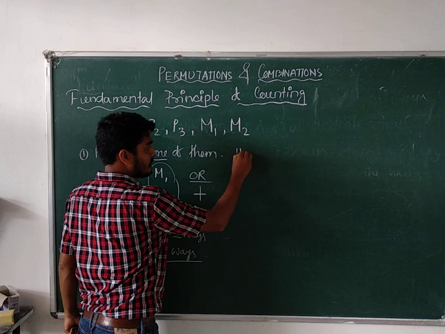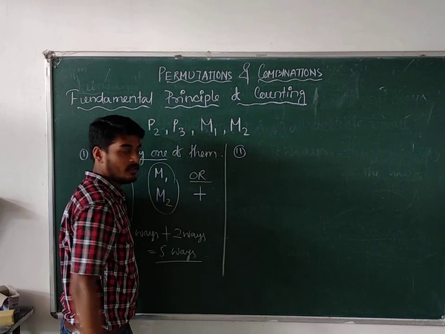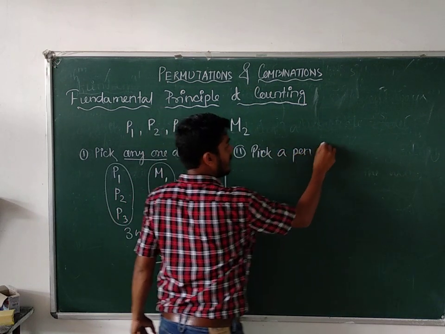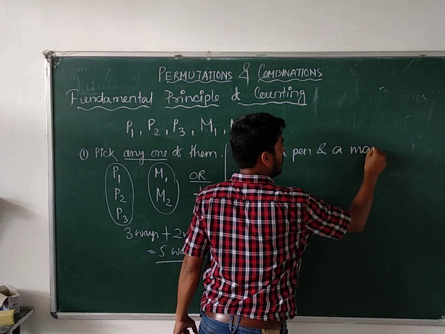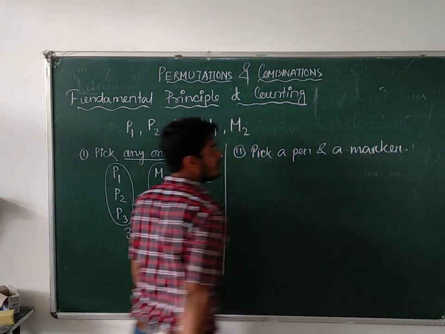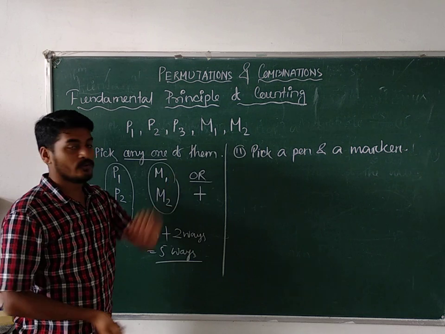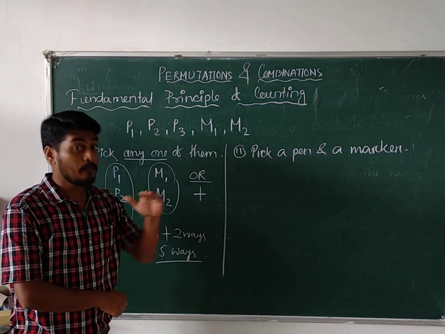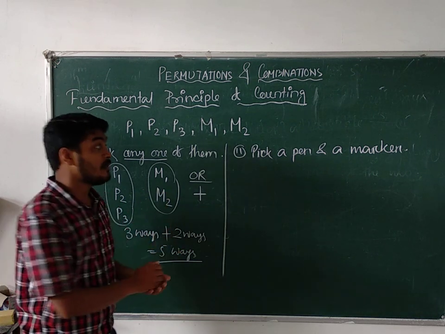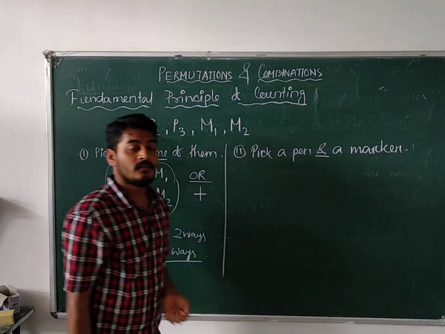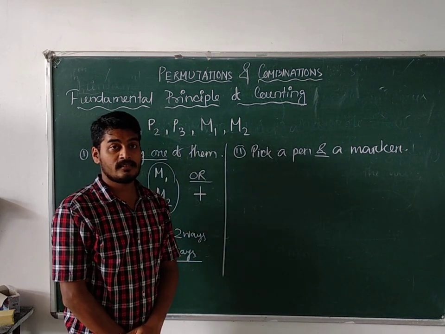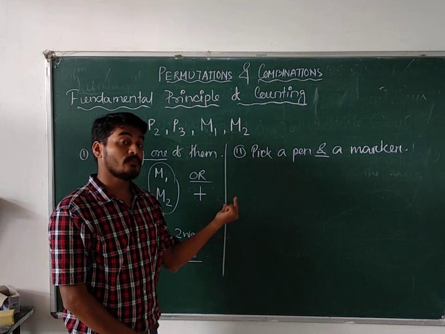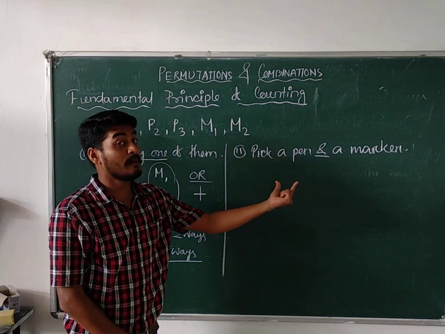Now let us consider another situation. Pick a pen and a marker. Listen, just have a look and think properly. What is the instruction? You have to pick a pen and a marker. Both the objects you have to select. You are not supposed to select one object. You cannot select a pen only. You have to select a pen as well as a marker.